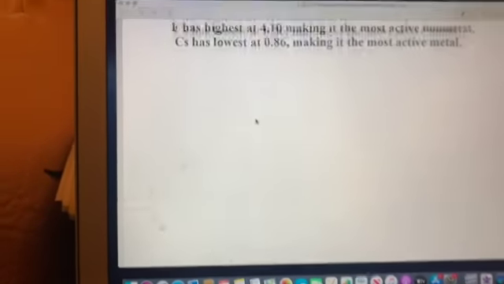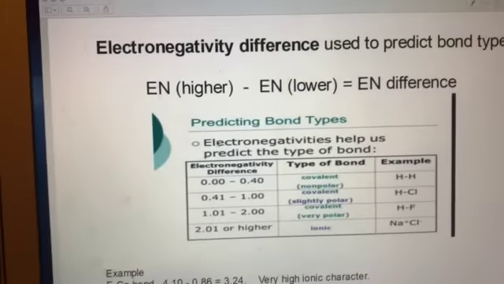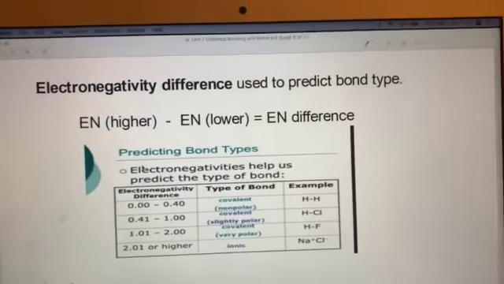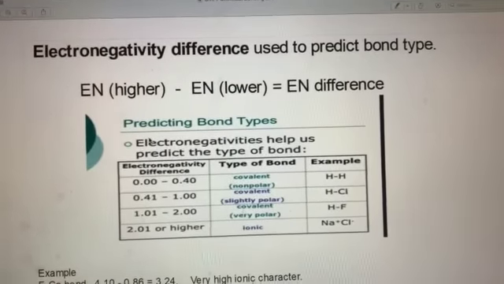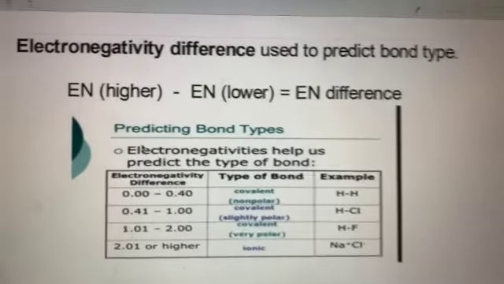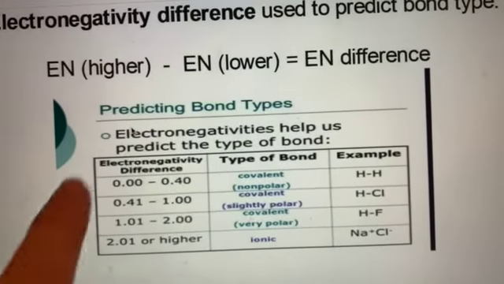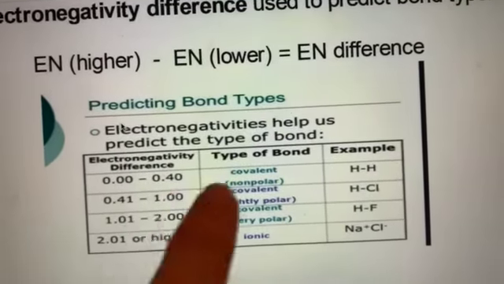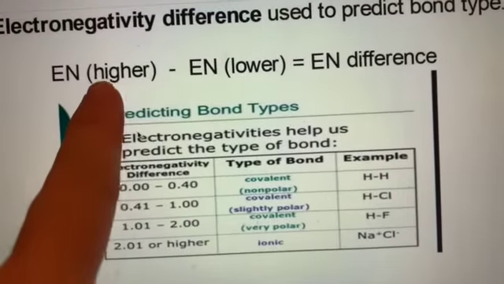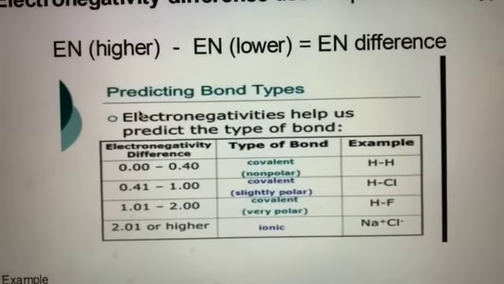Now, there is something that is called an electronegativity difference, and this is used to predict bond type. If you have those electronegativities, and I would give those values to you, here's what's going on. You take the higher electronegativity and subtract from it the lower, and that gives you the electronegativity difference. It's just going to give you a number.